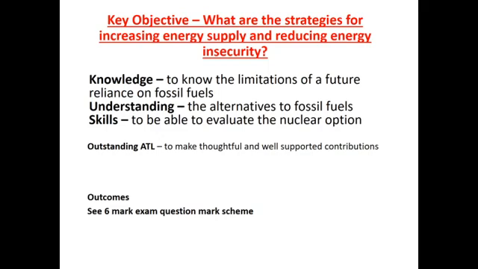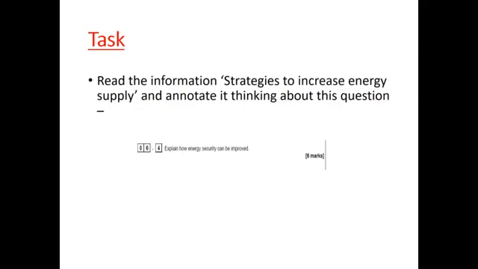To do this, what I want you to do is have a quick look at the information sheet that has been uploaded in Teams. Read the information, strategies to increase energy supply, and annotate it or make some notes around it, thinking about that 6-mark question. Explain how energy security can be improved. Pause the video here, come back to me when you've done that.